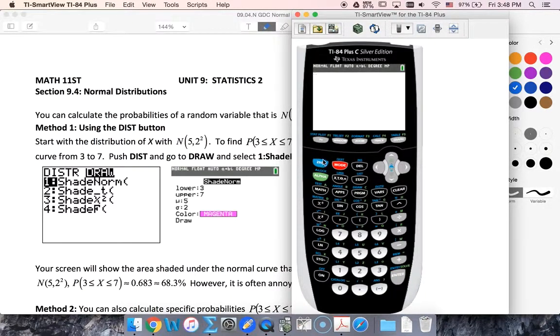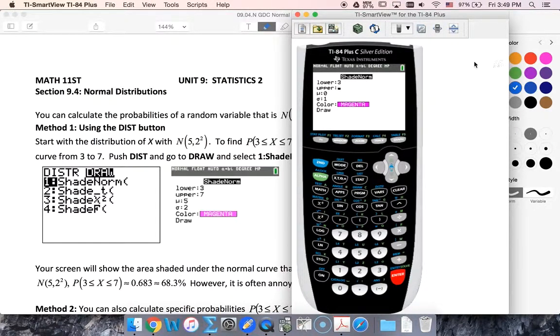So I'm going to go into my distributions, so that's second vars. And now I'm going to go over to draw. So I'm going to shade a normal distribution. And now this is really handy. It's asking for my lower bound. My lower bound was 3.